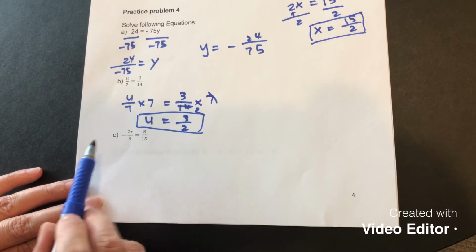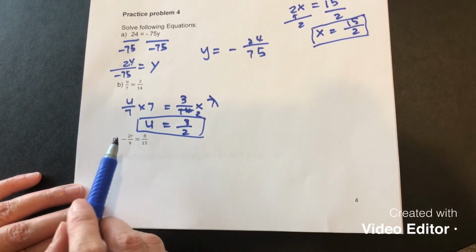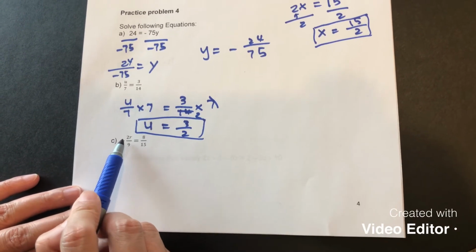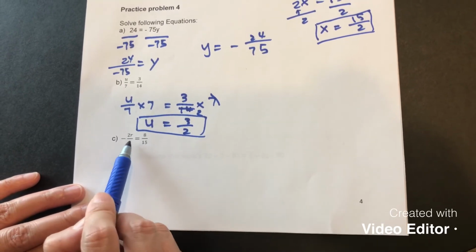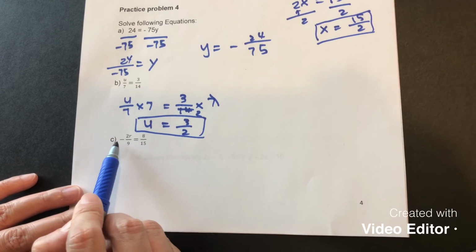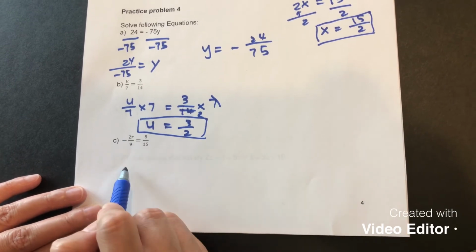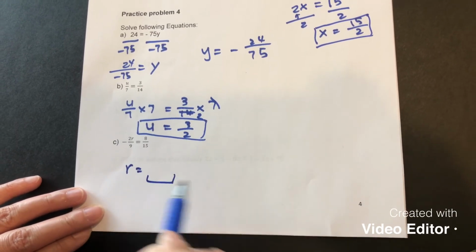This one is relatively simple, just as the previous two examples. You have negative 2 9s multiplied the unknown r equals to this. So we can just divide each side by negative 2 9s to get to r equals to something.